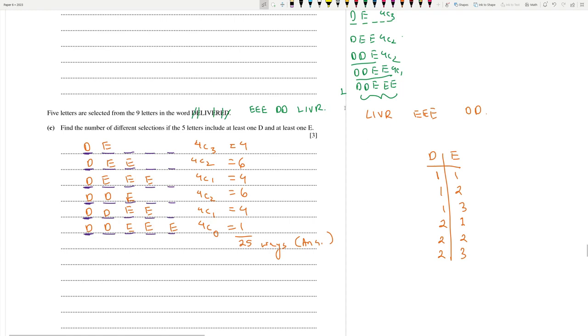So from LIVR we have 4 letters, 3 will sit here, so that's 4C3, and over here we will have 2 out of the 4, that's 4C2, and over here 4C1, then 4C2, 4C1, and so on. For the last one it's 4C0. If you add all of them, you will get the total number of ways. Okay.